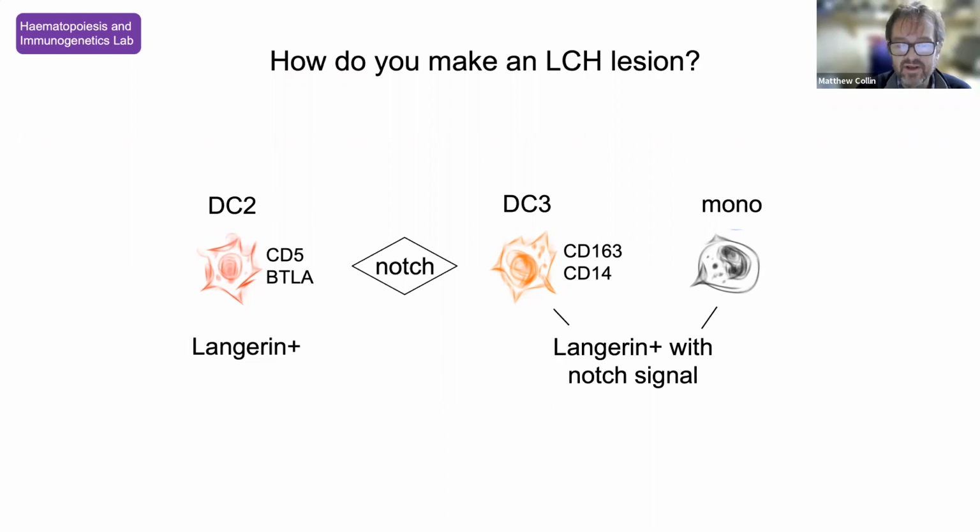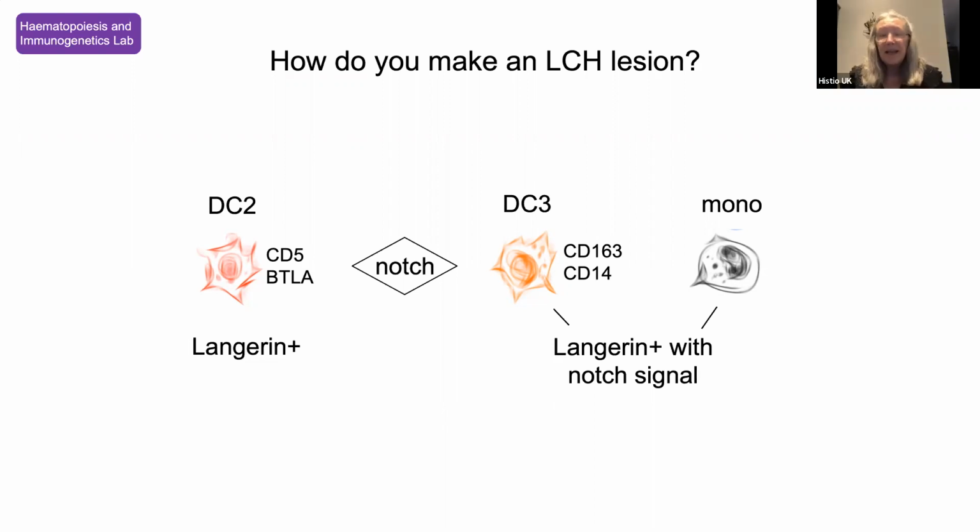But we know that not just the mutation is required to make the lesion. Other things have to come together to make this destructive thing that can erode bone and infiltrate organs and cause liver failure and all those kind of things. And this mechanism seems to be one of the ways that the cells talk to each other to turn them from just being cells in the blood carrying a mutation to actually causing pathology.